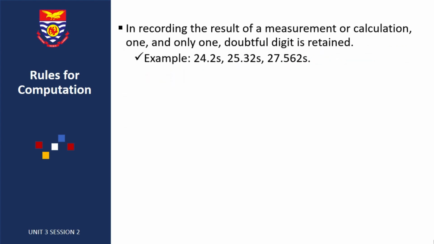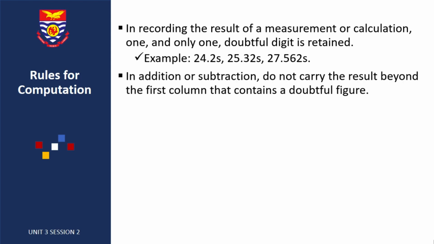So rule number 1: in recording the result of a measurement or calculation, one and only one doubtful digit should be retained. When we talk about a doubtful digit, we are talking about the number of decimal places. In the example given, we have the first number to one decimal place, the second to two decimal places, the third to three decimal places, and we must maintain only one. It means we can write all of them to one decimal place, and that will be 24.2, which has only one doubtful digit, and the remaining two numbers must also follow. So the second one should now be 25.3, and 27.6.